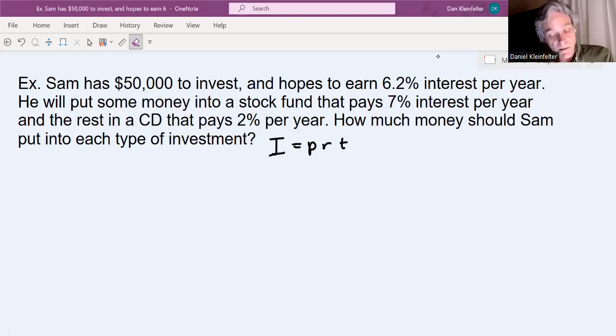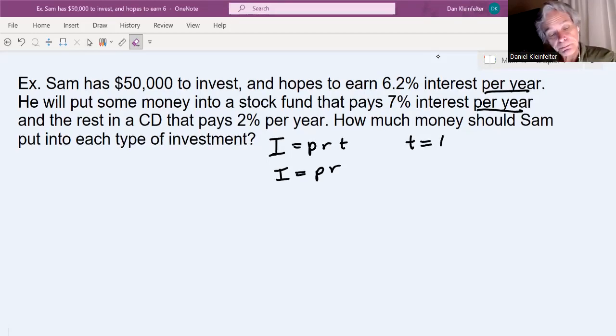For this problem, we're looking at how much interest this guy is going to earn per year. And so if it's on a per year basis, for the purposes of this problem, our T is going to equal 1. It's in 1 year. So we'll be dealing with a simpler formula. I is equal to P times R, principal times rate.